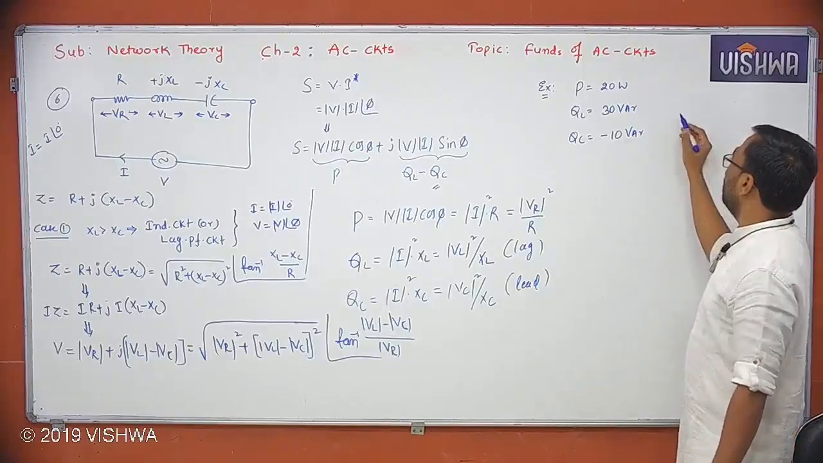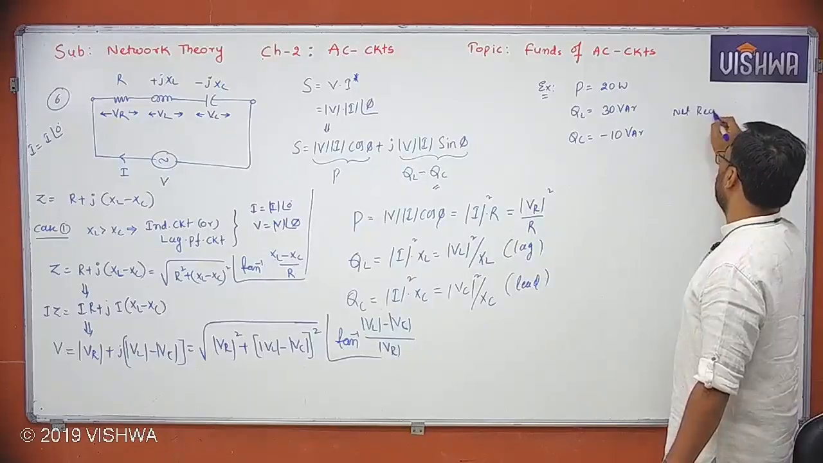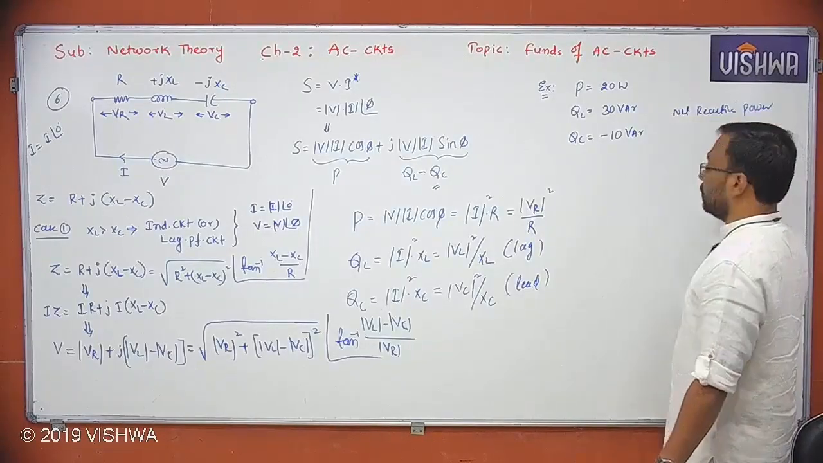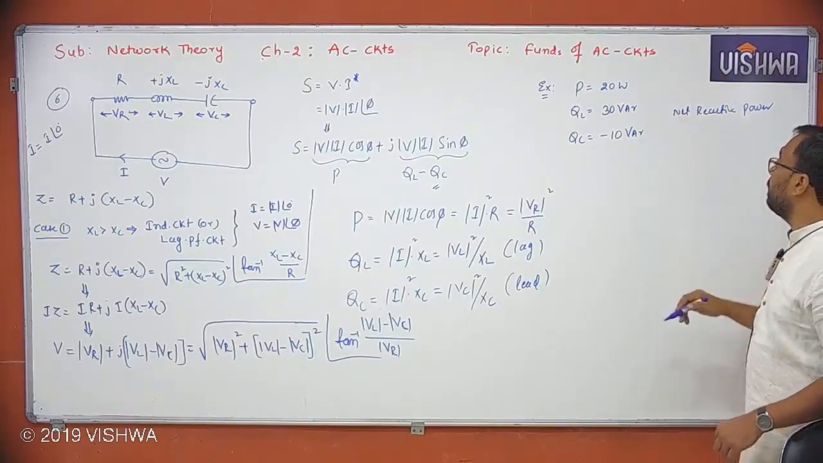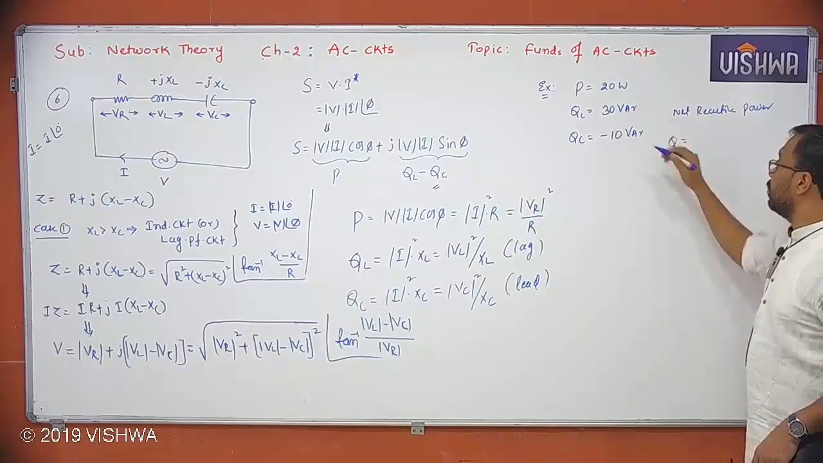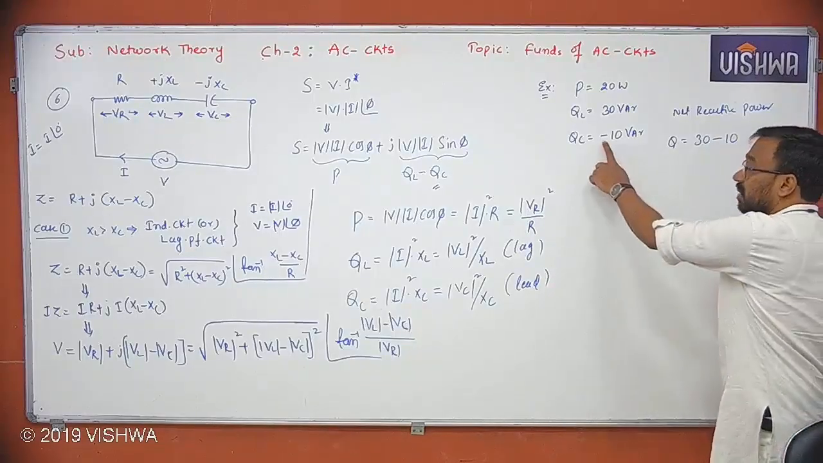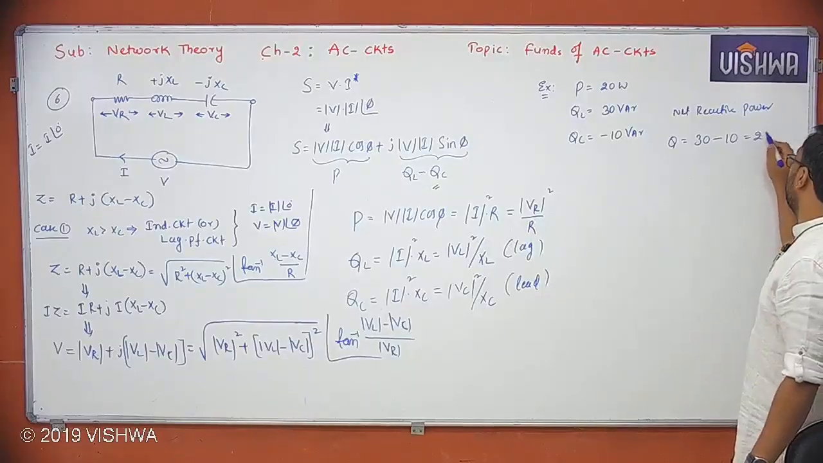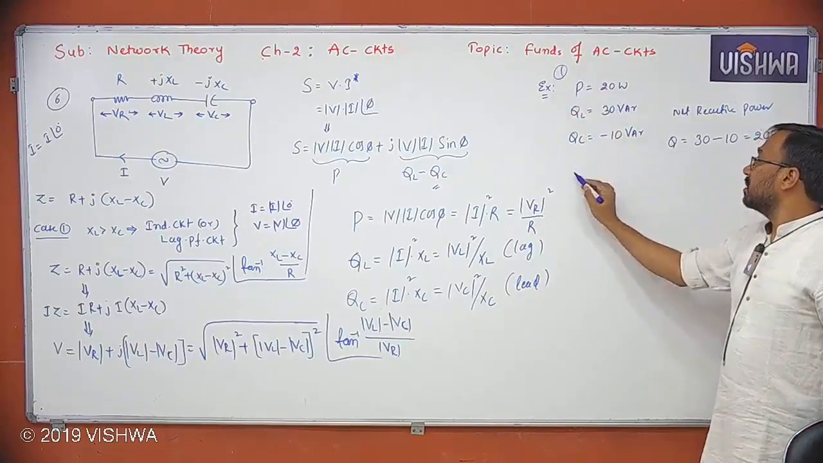So what is actually the net reactive power? Tell me, all of you. Net reactive power, what will happen here? The net reactive power will become, now you are supposed to add these two. That means 30 minus 10. Sir, no? Because already a negative sign is there. 30 plus of minus 10. So what do you get here? 20 volt amp reactive.